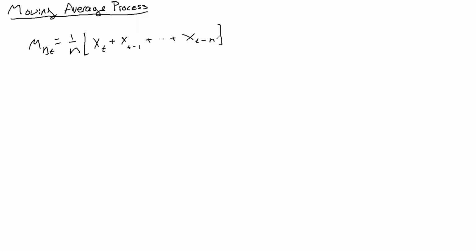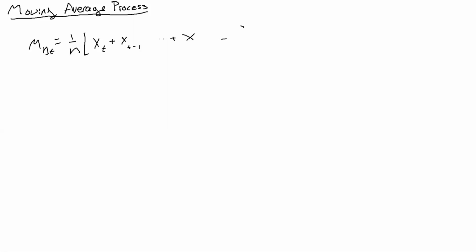Or it'd be minus n, it would be minus n minus 1. So this is for smoothing, and that would be maybe if you're trying to fit a polynomial or something to the data. But for us, in time series, we're going to talk about a moving average process.